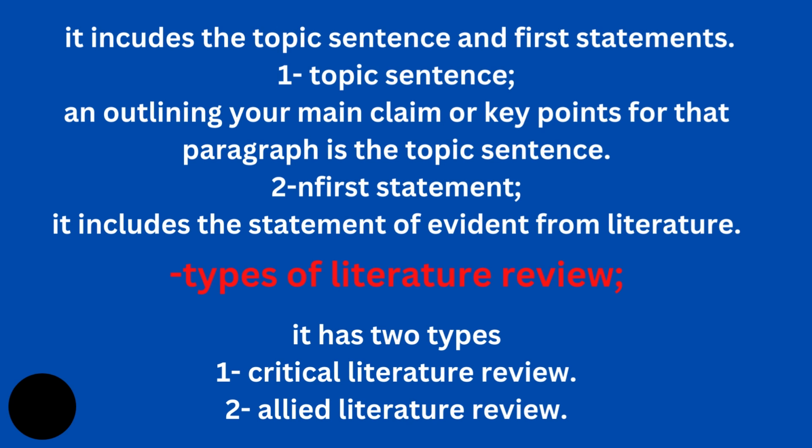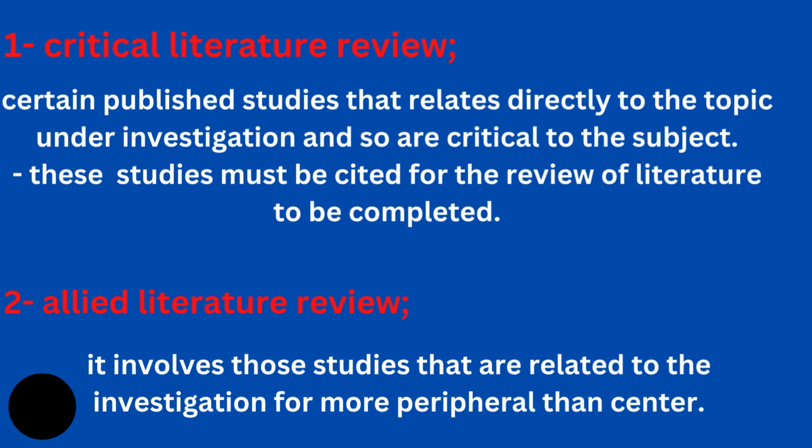The types of literature review are two: critical and allied. The critical one is critical to the content that we have investigated, or it is basically directly towards the topic that is under investigation. And the allied are the peripheral ones, that is, they may be in the context of some other information but have some of the area of our interest.